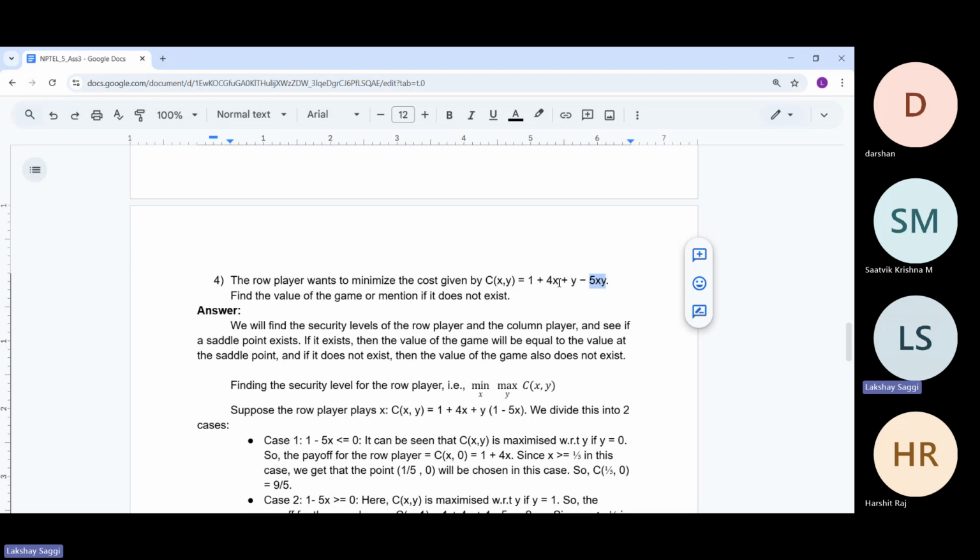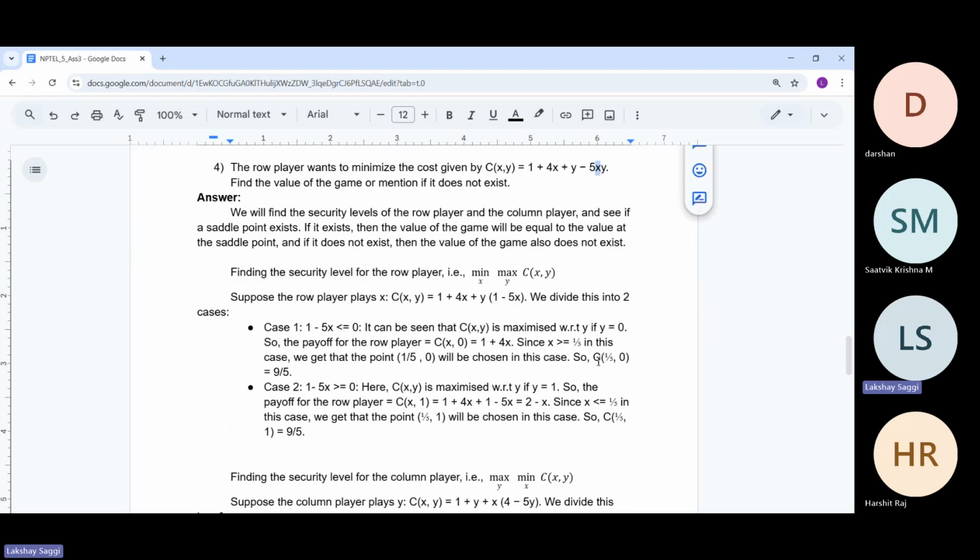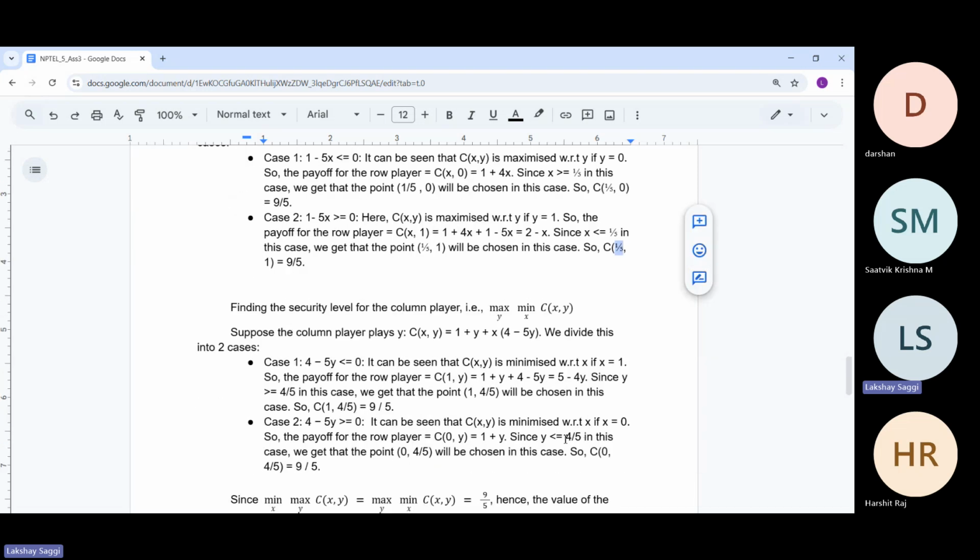Similarly, if we take the partial derivative with respect to y, all of these terms will vanish and this will be 1. So 1 minus 5x will be 0. So we'll get x equals 1 by 5. So we'll get the point as 1 by 5 comma 4 by 5. And this is the point which we were getting here also. First, we were seeing that the row player will play 1 by 5. And we also saw that the column player will play 4 by 5.